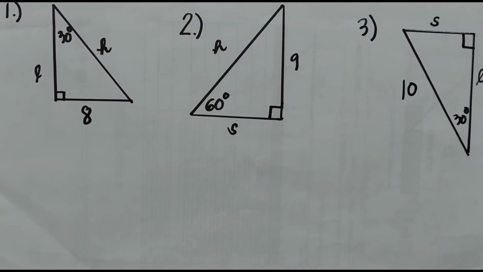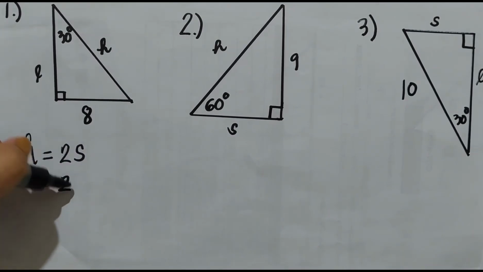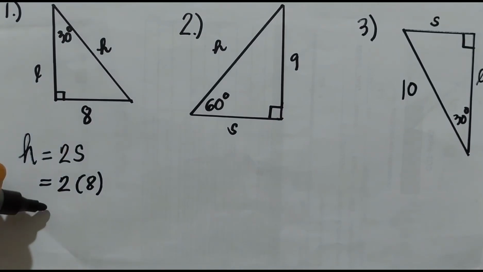To understand better, let's answer these examples. Number 1: you have 30 degrees given, and the opposite side to it measures 8. Since the given length is opposite 30 degrees, that means the 8 represents the shorter leg. We have to find the longer leg and the hypotenuse. Let us find first the hypotenuse H. Your H is twice the shorter leg, so you have 2 multiplied by 8.